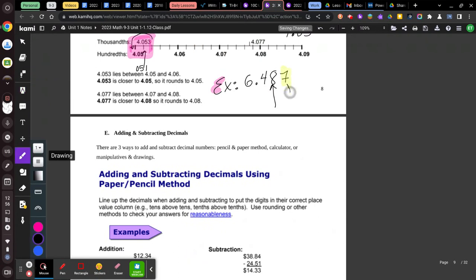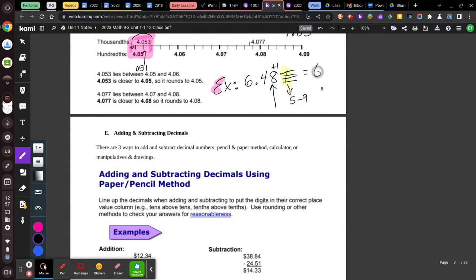Now that 7 is between 5 and 9. If it's between 5 and 9, what happens? It goes up to 10. It's high, it's a 5 or more, so it rounds up. It's going to make the number before it add 1. He's adding 1 because he is between 5 and 9. So the numbers at the end disappear, and you add 1 to the 8.